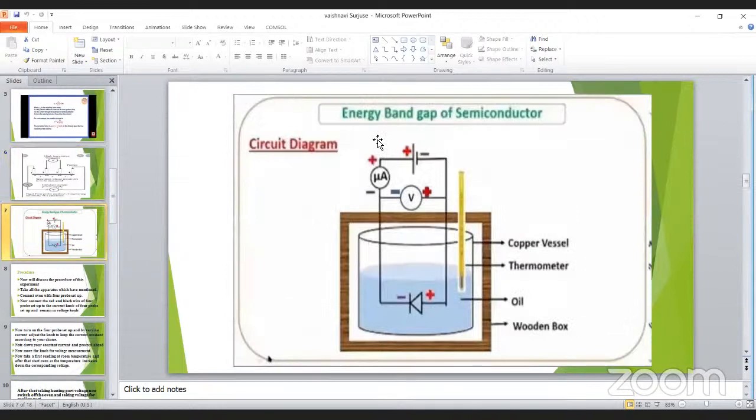This is the diagram for the energy band gap of a semiconductor. Here is the voltmeter. Here is the current measure, and the thermometer is included in this. This is a copper vessel. It includes a thermometer and oil, and this is a wooden box.